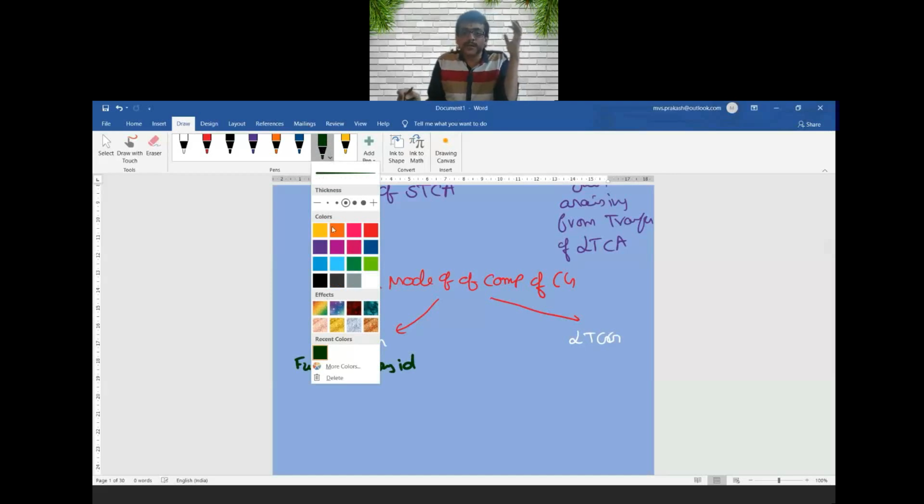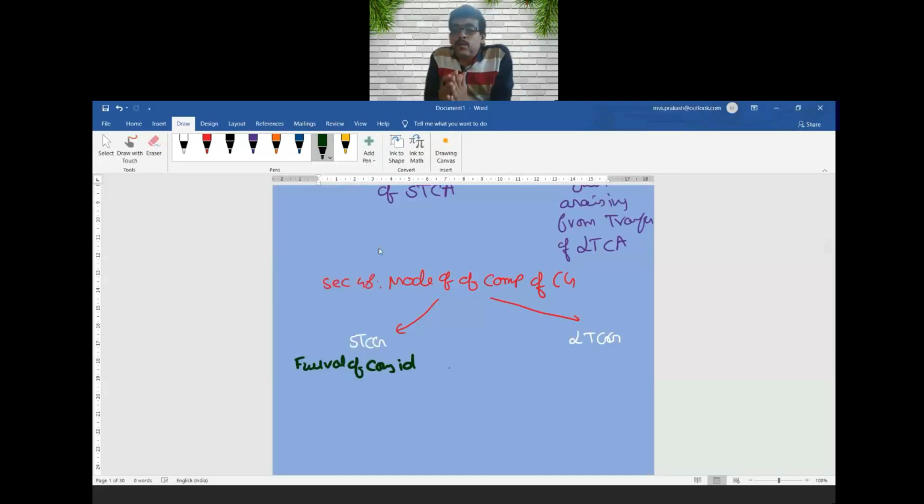What is the meaning of full value of consideration? It is the sale consideration. If I sell an asset, how much consideration will I be getting? That is what is called the full value of consideration. So now we are trying to calculate the capital gain for two things: one, short term capital gain, the other, long term capital gain.